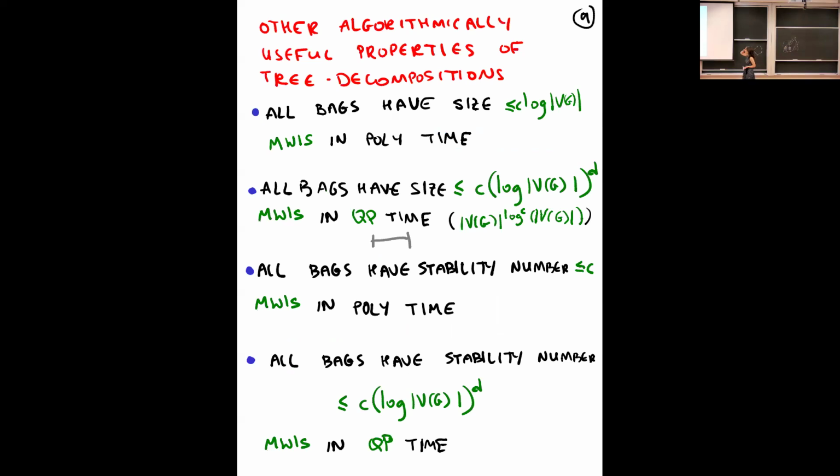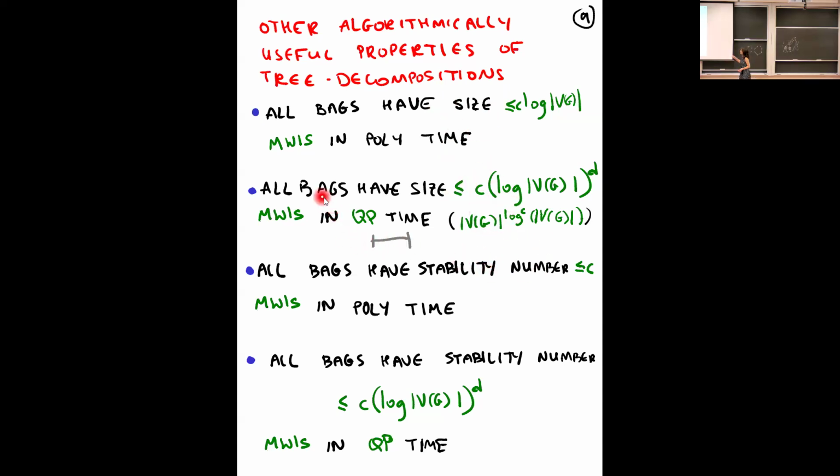There are several things people have been trying to do with that. So one thing you can do is don't ask for bounded tree-width, ask for tree-width which is logarithmic in the number of vertices. Well, if the tree-width is logarithmic in the number of vertices, you can still look at every subset of every bag in polynomial time. So that just works exactly the same. And that's this slide.